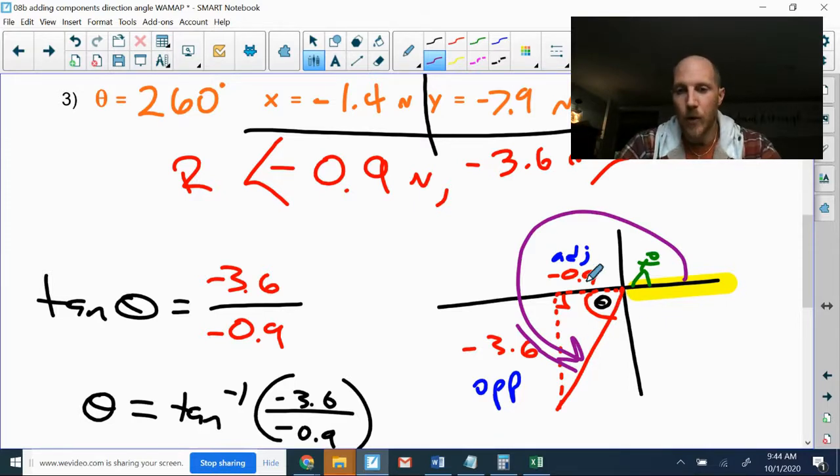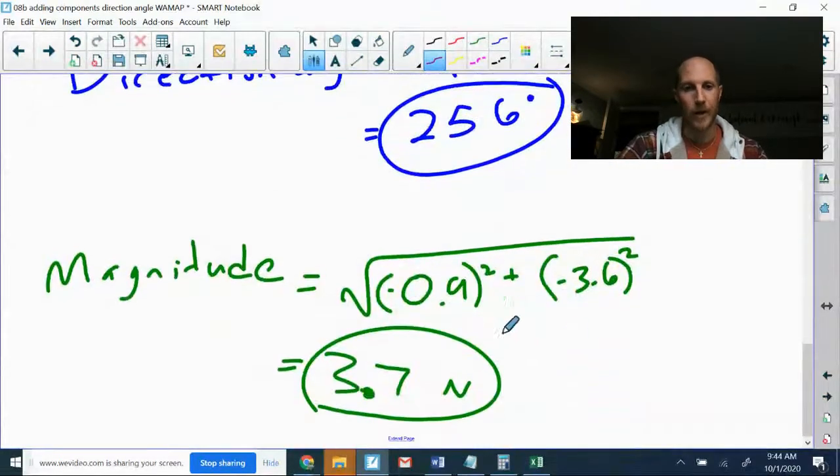So I can use the Pythagorean theorem. I got an a side, I got a b side. A squared plus b squared equals c squared. Or I can just start with the square root of a squared plus b squared, which is going to give me the length of the hypotenuse. So negative 0.9 squared, add that with negative 3.6 squared.